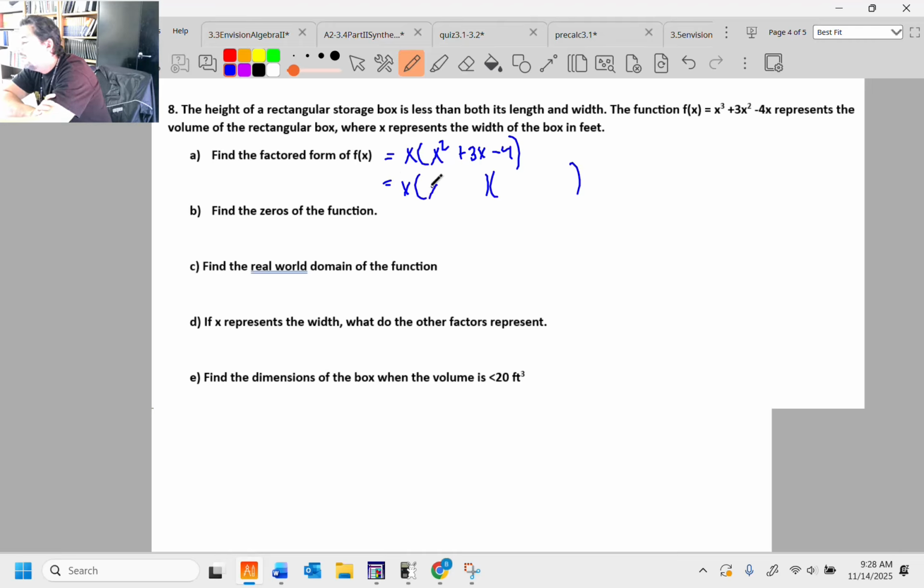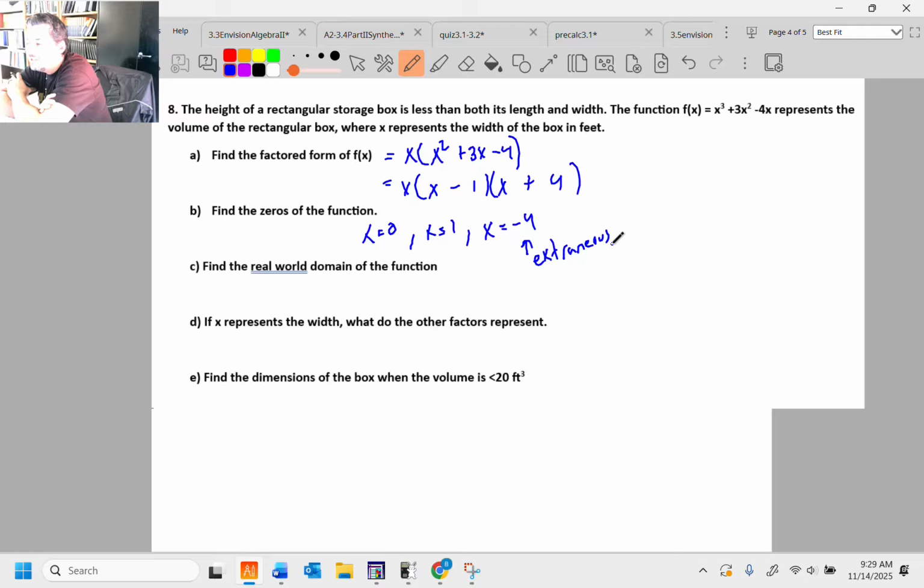To make an x squared, I need an x and an x. To make a 4, I need a 1 and a 4. It's going to be negative, but add to +3, so I would guess -1 plus 3, perhaps. Makes sense. These zeros, which is where the volume of the box has 0 volume, are x equals 0, x equals 1, and most likely x equals -4, which is definitely going to be extraneous.